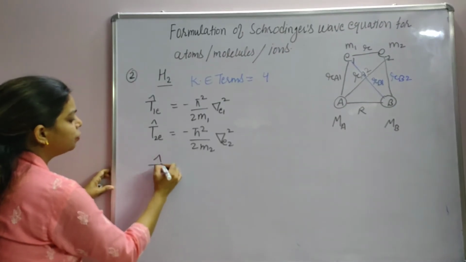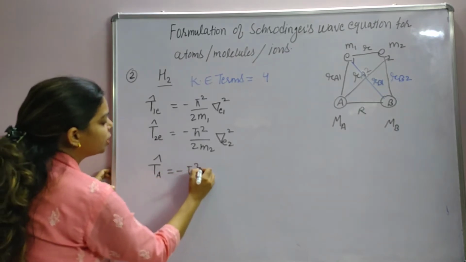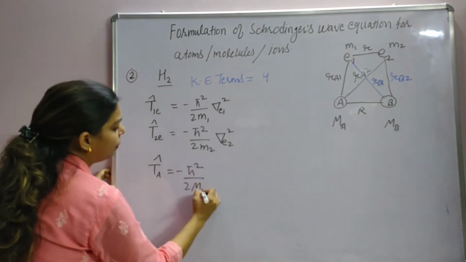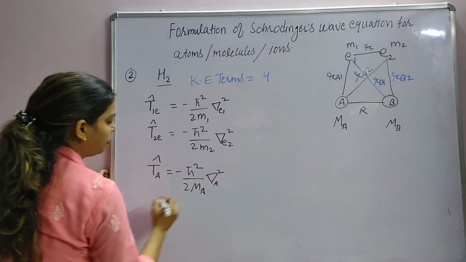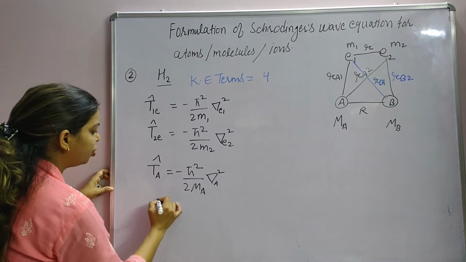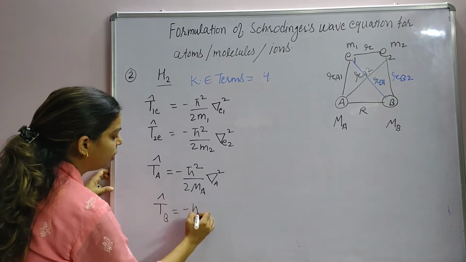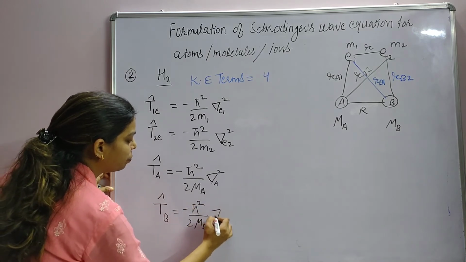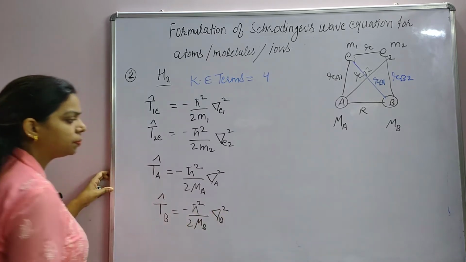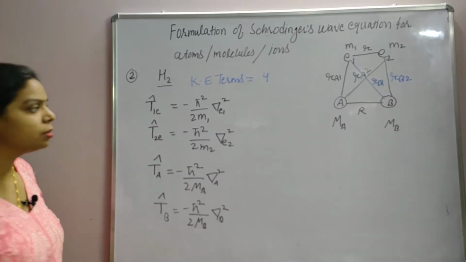Kinetic energy term for A nucleus will be minus h bar square by 2Ma del A square. Kinetic energy term for B nucleus will be minus h bar square by 2 capital M B del B square. So these are 1, 2, 3 and 4 kinetic energy terms.